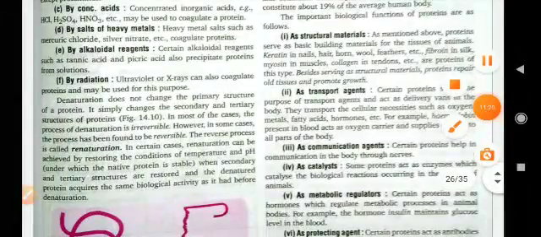Okay. So these are basically the classification of proteins.